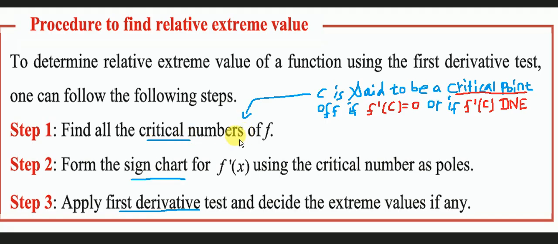Critical numbers are numbers where the derivative of the function is 0 or where the derivative of the function does not exist. Then we form a sign chart, where we have to know where the derivative is positive and negative. We have to solve the derivative of x equal to 0, not greater than 0 or less than 0 yet, to find the critical numbers. Points where the derivative of the function is 0 are called critical numbers.